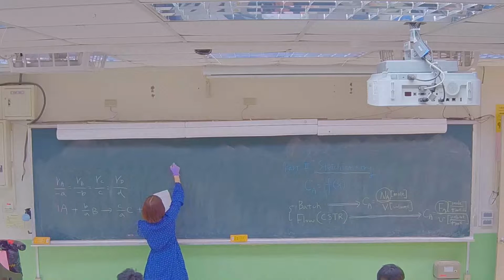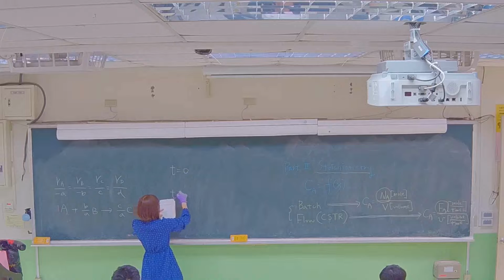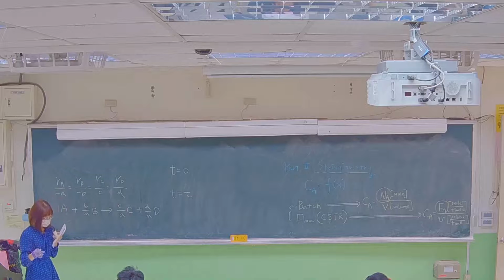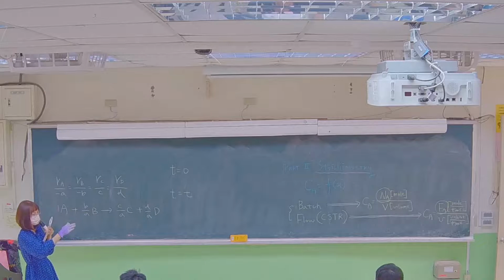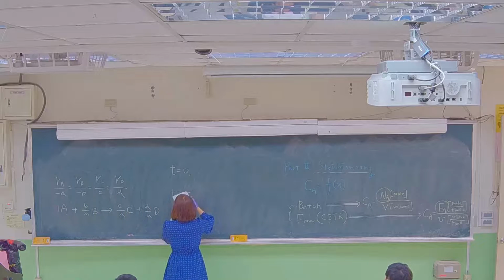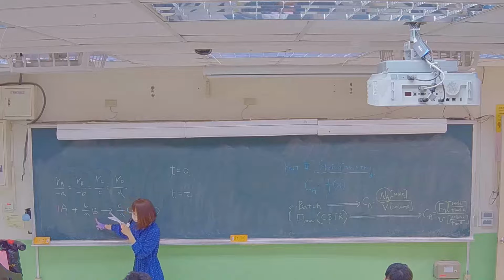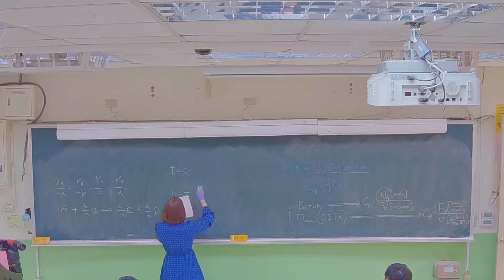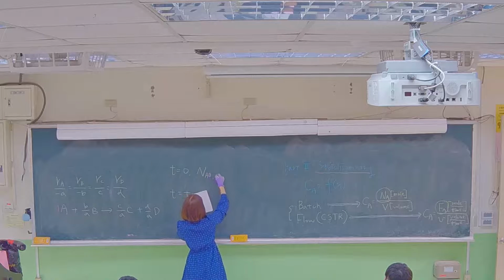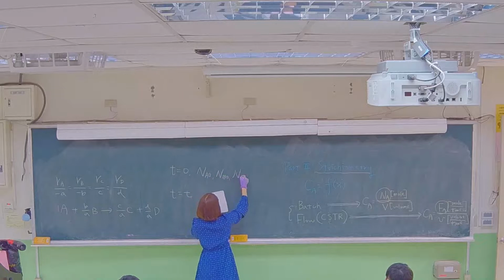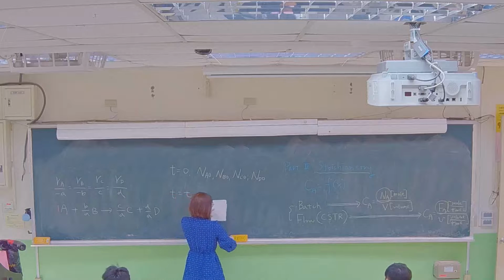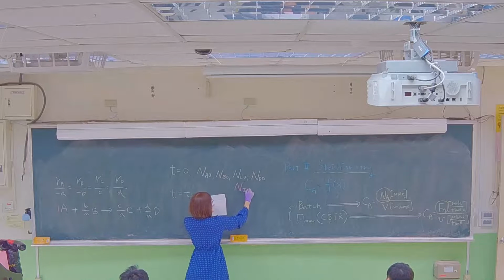I hope you remember, for a batch reactor, we talk about time. For a flow system, we talk about volume. So for a batch reactor, at the beginning, we have A, B, C, D, right? The reactants A, B and products C, D. So at t equal to 0, we have NA0, NB0, NC0, ND0. And also one extra term called NI0.